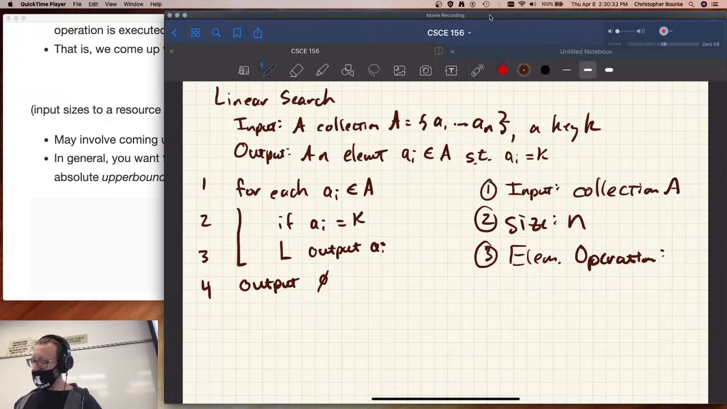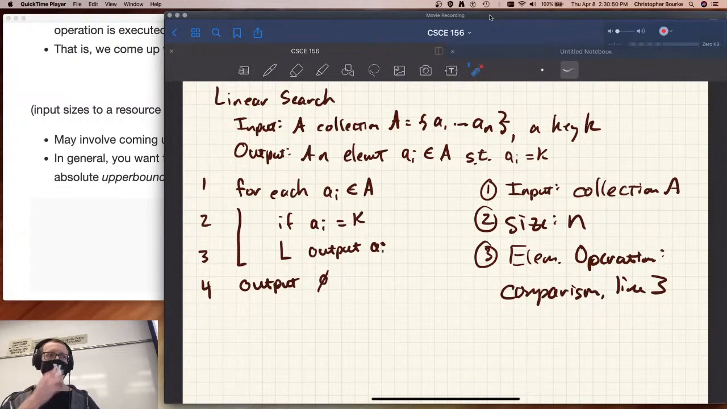So my elementary operation will be the comparison on line 3. Now the question becomes, how many times is this comparison on line 3 executed with respect to the input size, n? N times? Right.